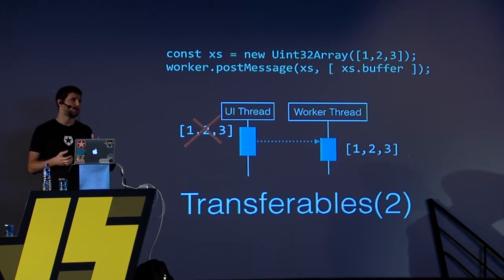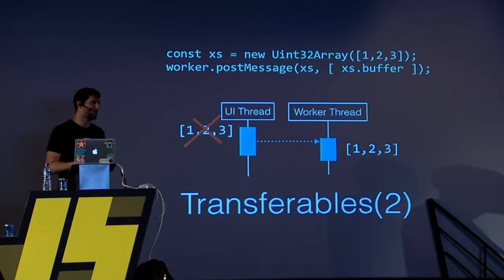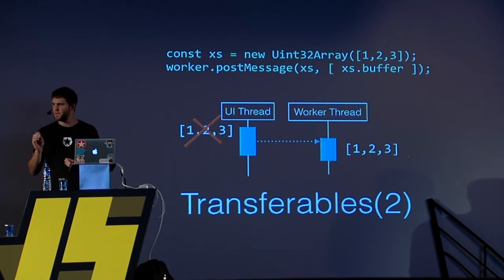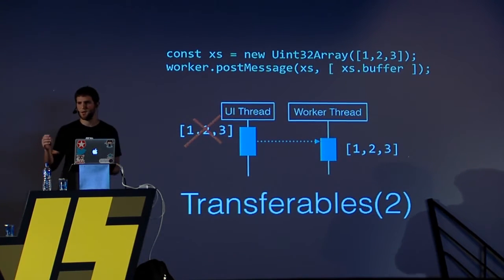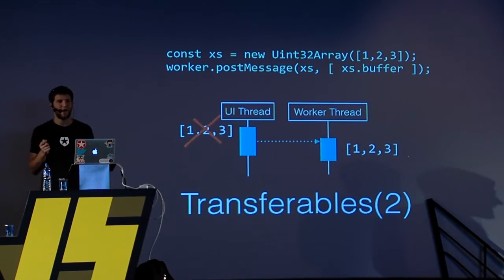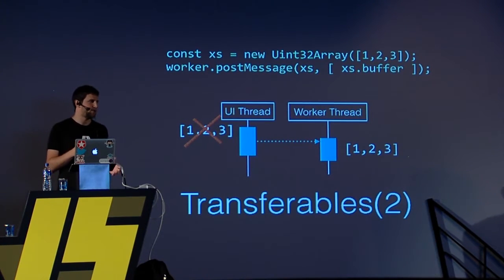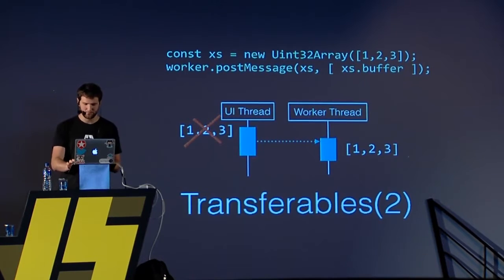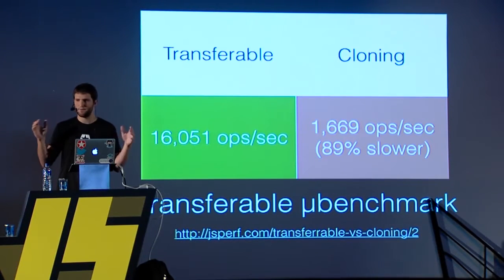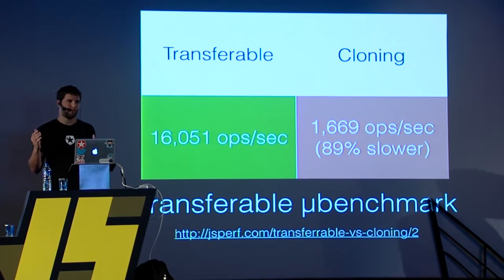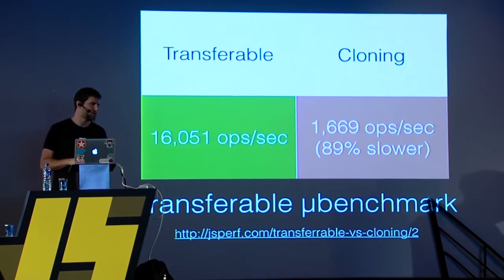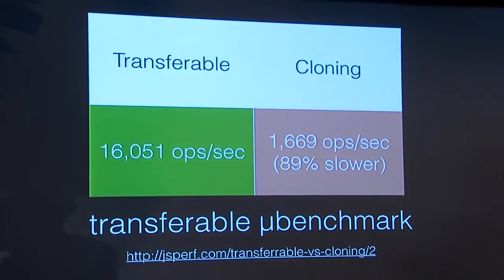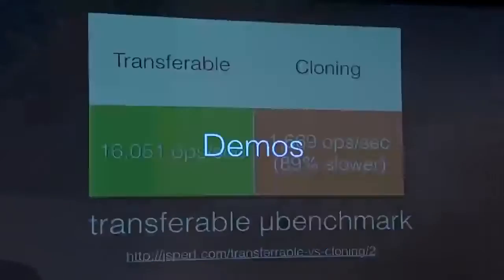What that means is that I will no longer be able to use the array in the UI thread, but it will be automatically available in the worker thread, and it won't depend on the number of items that the array has. It's kind of copying a pointer, so it's much faster. To think of it with some raw numbers, well, the benchmarks, you can read the code there and the browsers that I ran this in, but it can be like 90% faster to do transferables than to do cloning. And of course, this changes depending on the number of items that you have.